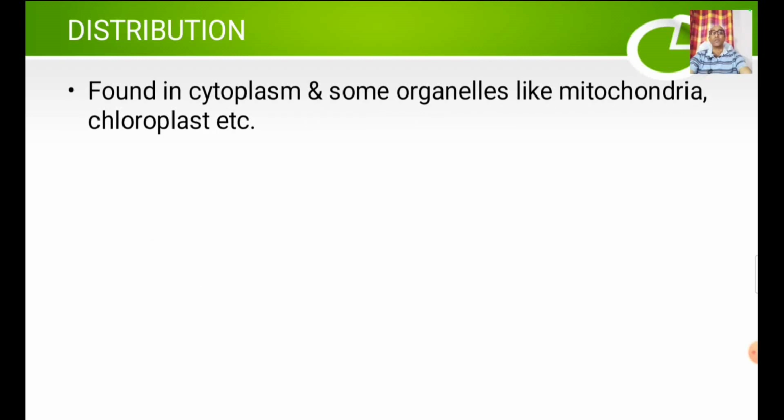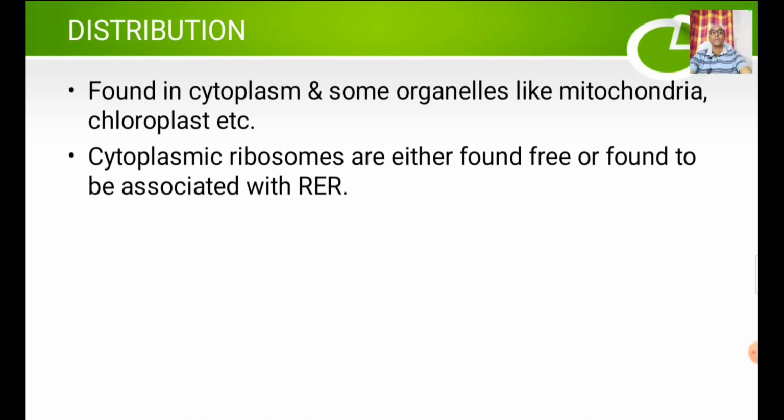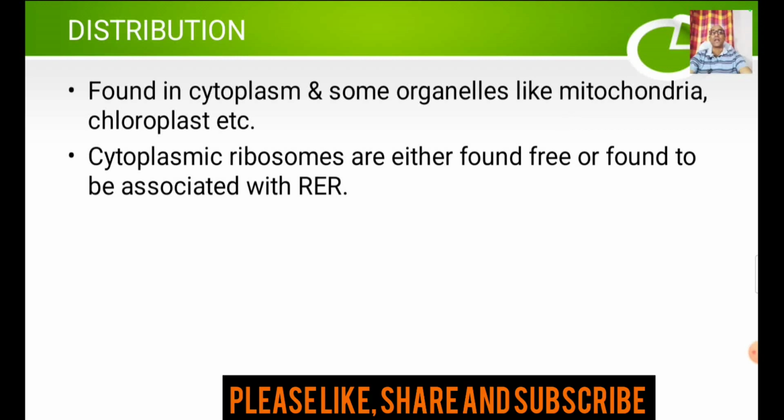Now come to the distribution of ribosomes. Ribosomes are found both in the cytoplasm as well as in some of the organelles like mitochondria, chloroplast, etc. So cytoplasmic ribosomes are either found freely or they may be found associated with some structures like rough endoplasmic reticulum. That is the reason why the endoplasmic reticulum has been divided into two categories, that is smooth and rough. So in case of smooth endoplasmic reticulum, there is absence of any ribosomes, whereas in case of rough endoplasmic reticulum, there is presence of ribosomes, isn't it?